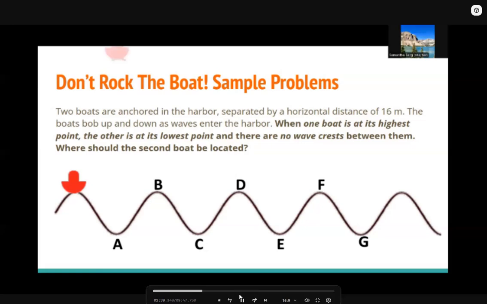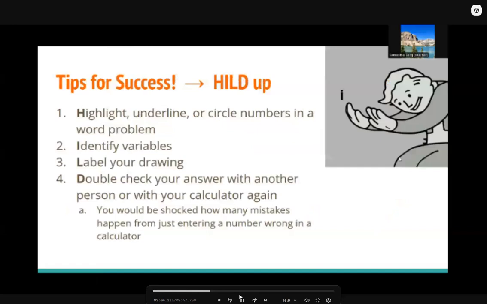If you picked position A, you're correct. First of all, it's saying that when it's at its highest point, the other one is at its lowest point. So automatically we know it can't be at B, D, or F. It's got to be one of these bottom letters. And then this clue where it says there's no wave crest between them, I know it has to be A, because if it was C, there would be this wave crest for B in between our two boats. So A is our only option for this particular problem.